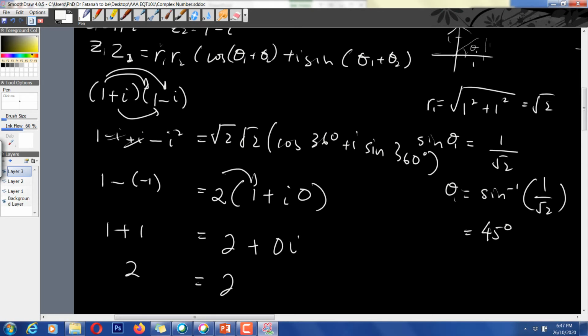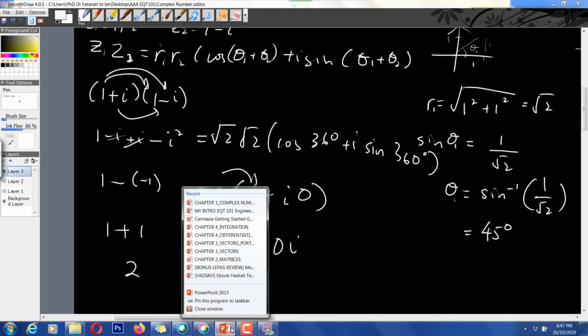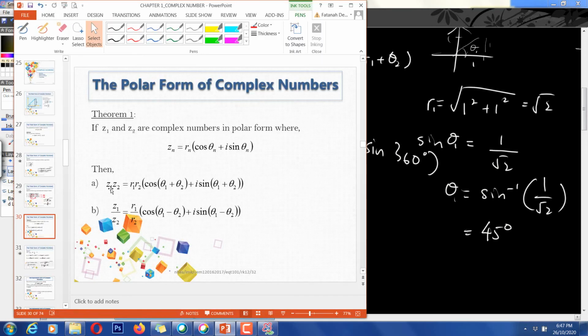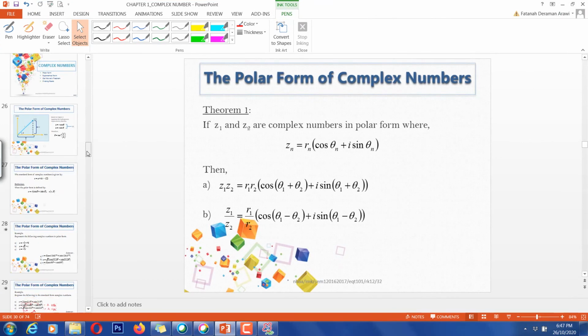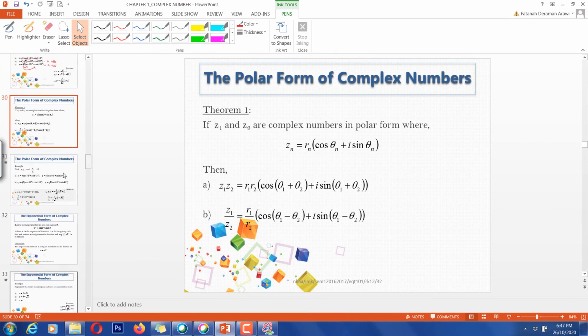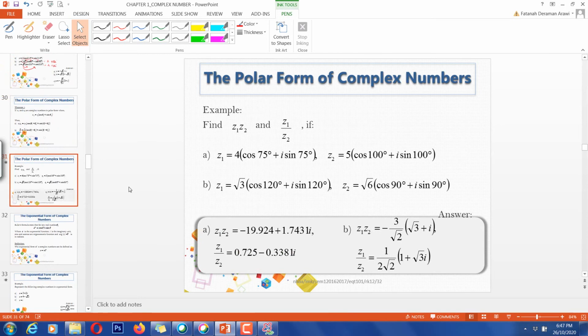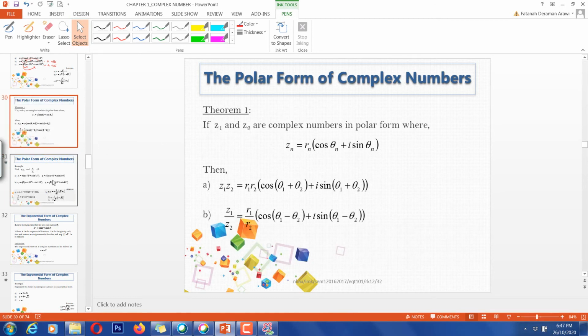This also happens to Z1 over Z2. So you will get absolutely the same theorem of this formula. You will get theta 1 minus theta 2. Right? So next, is the polar form of a complex number. This is also an exercise for you to try, for the division and multiplication form. If you have this, you have to prove this theorem, right?